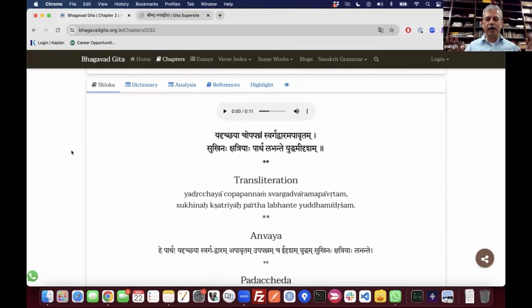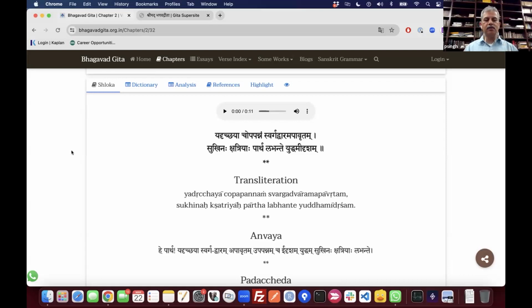Yadrichaya chopapannam. This is the first pada, first foot. Swargadwaram apavritam. Sukhinah kshatriyah partha, labhante yuddham idrisham.